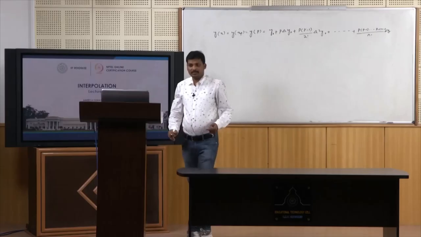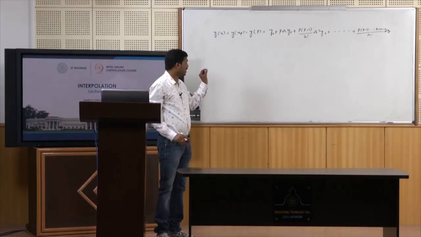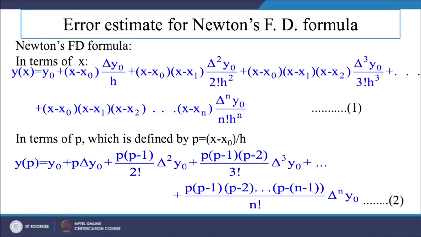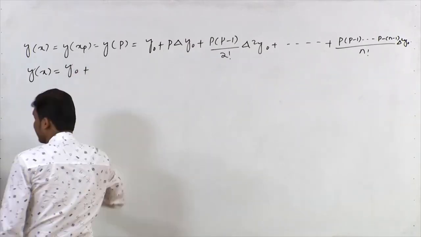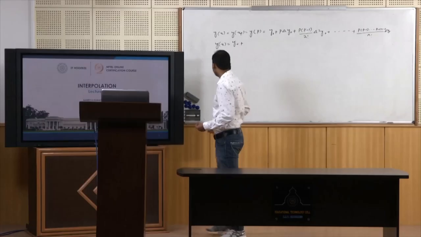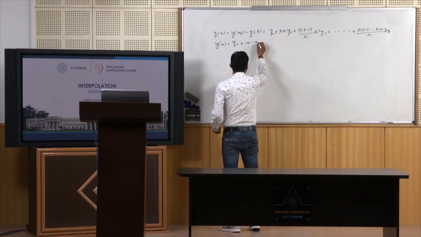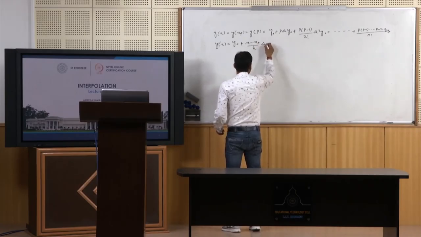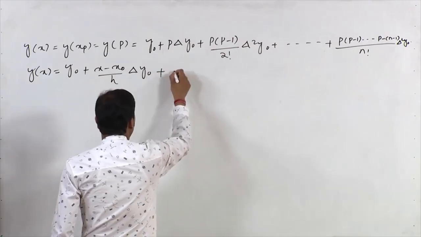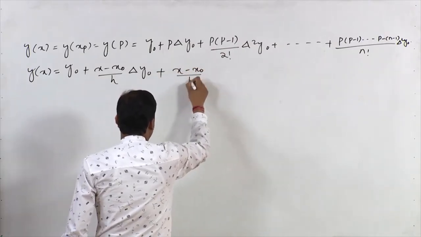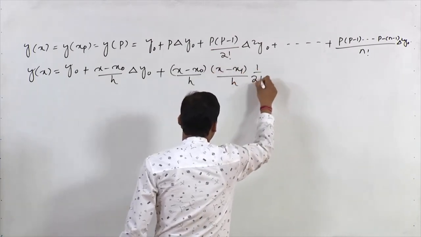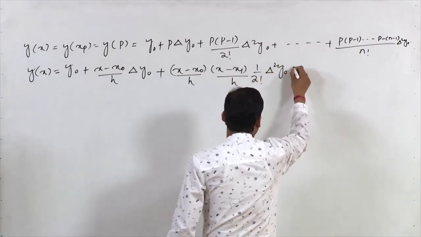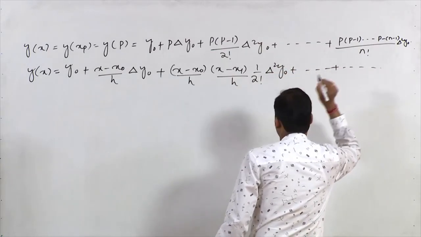So, especially here it is in the form of p. If we write it in terms of x, then we can write y of x as y0 plus, since p can be expressed in the form of x, that is nothing but x minus x0 by h, delta of y0 plus x minus x0 by h into x minus x1 by h by 2 factorial delta square of y0 plus up to the last term.